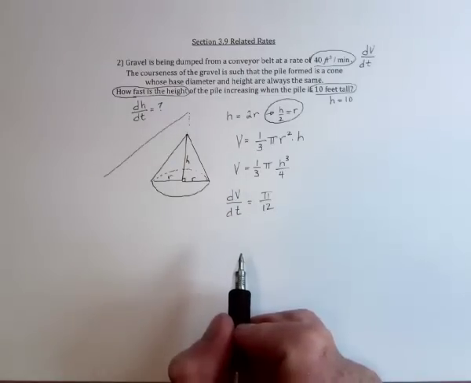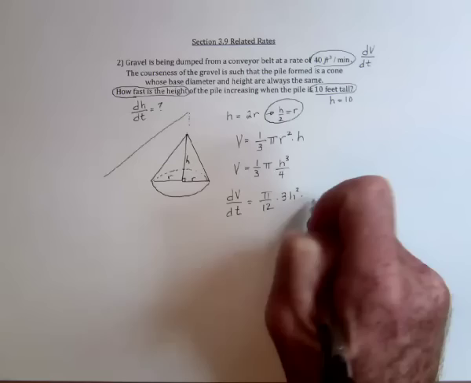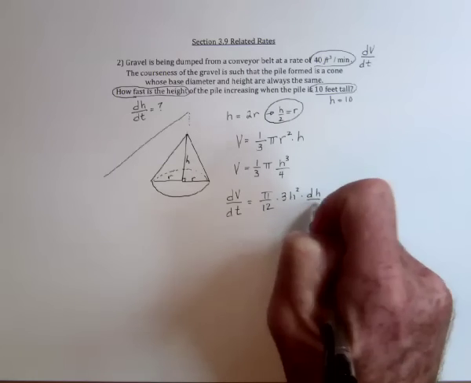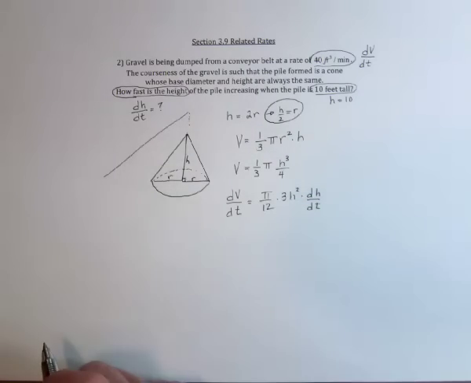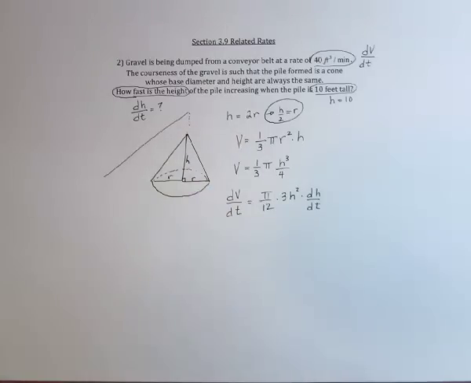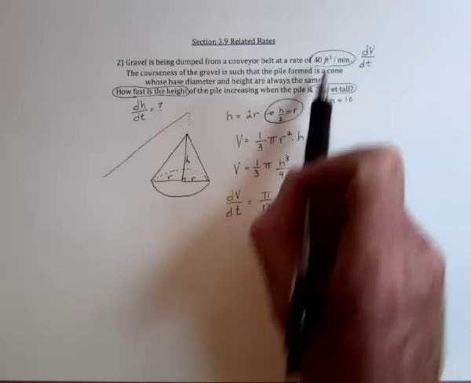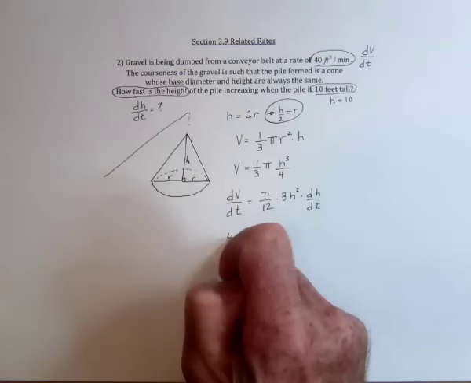And then take the derivative of h cubed is 3h squared, and then times the derivative of h with respect to time. So implicit differentiation gives us an extra dh dt, which is a good thing because that's what we're supposed to be solving for. Now we should have numbers for everything else. So we've got h is going to be 10, and the change of the volume is going to be 40.